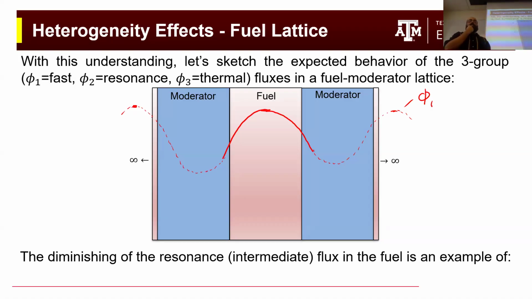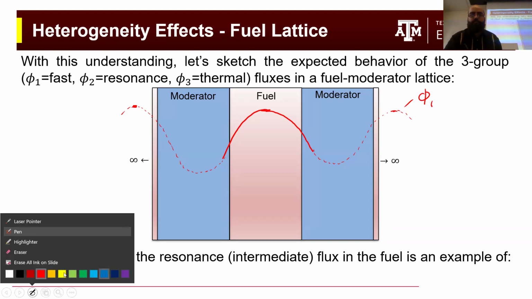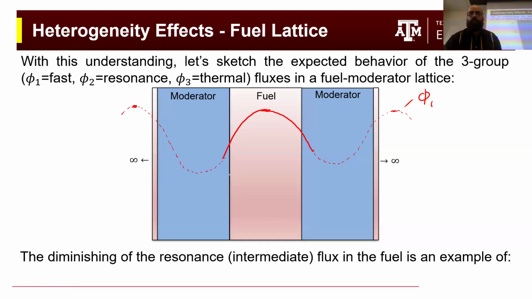In the moderator, right? Because once the neutrons get into the moderator, they're slowing down. So as I get into the center of the moderator, my thermal neutron population should increase. So if I make a sketch for my thermal flux, let me use purple. It's going to basically do almost the opposite: the thermal flux is going to peak in the moderator, and then my thermal flux is going to decrease as I get into the fuel.